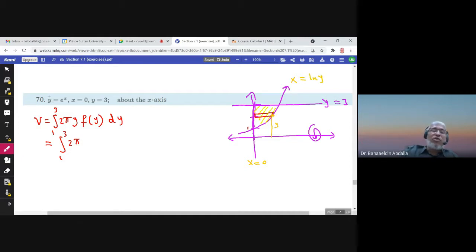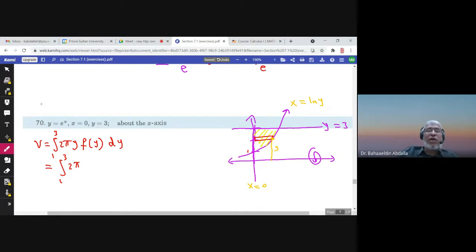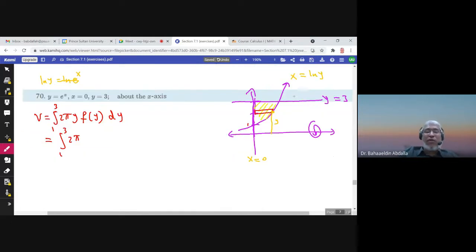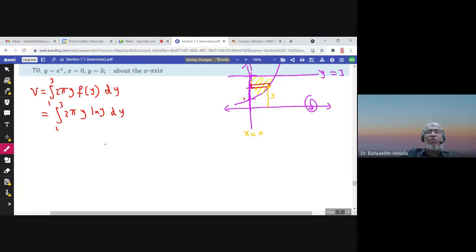All right. To solve this, if you want, you can apply ln to both sides. ln cancels e, and x would be the ln of y. So the height of the rectangle, or the length of the rectangle, would be this minus this. So ln y minus 0, or just ln y, and don't forget the radius, which is y dy. And now how to find this integral y ln y?